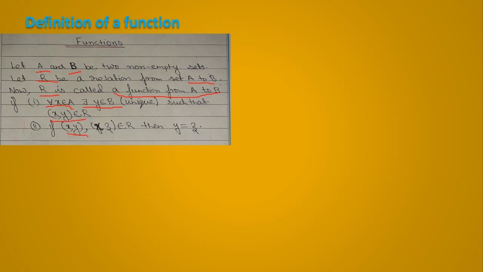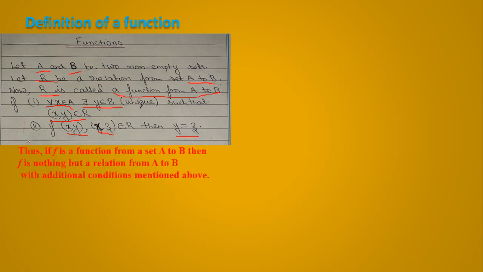If x is related to y as well as x is related to z, then y and z must be same. Thus, if f is a function from a set A to B, then f is nothing but a relation from A to B with additional conditions mentioned above.